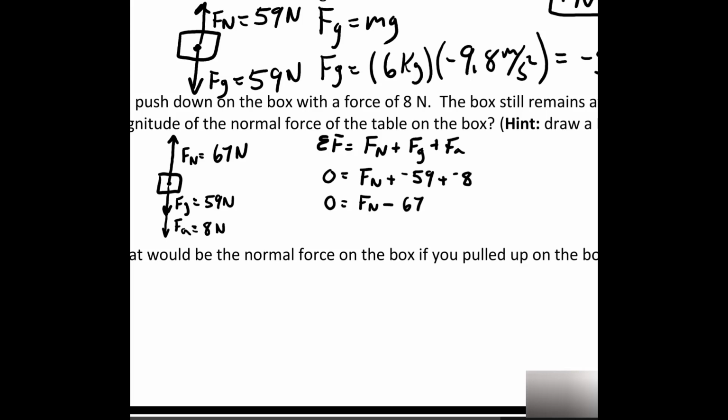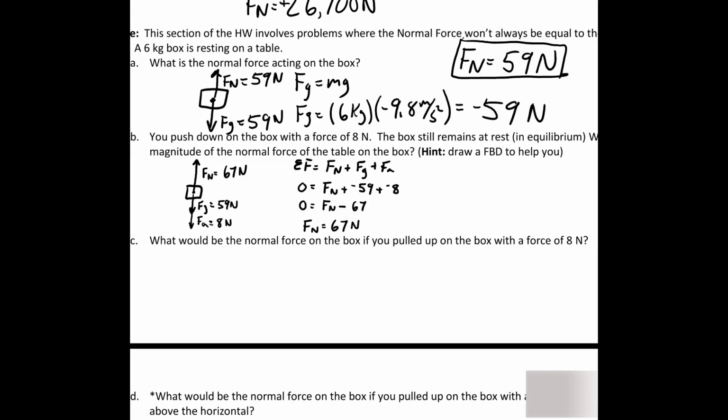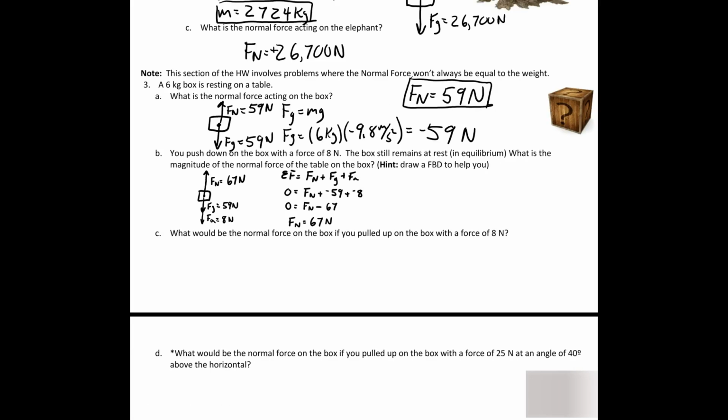You add 67 to both sides, and mathematically we can see that yes, the normal force is equal to 67 newtons, which is greater than the weight, right? The weight was 59 newtons. Normal force in this case is 67. It's greater than the weight because the normal force has to balance out the weight and the applied force. Using that thought process, we could do the rest of these problems.